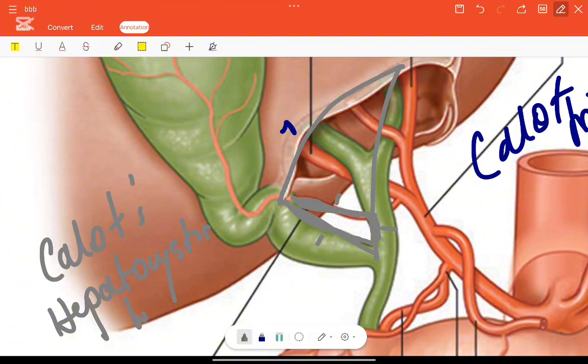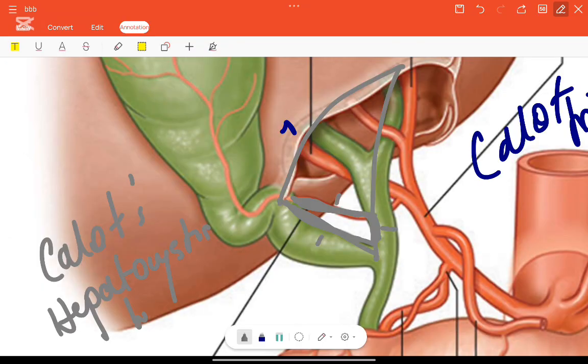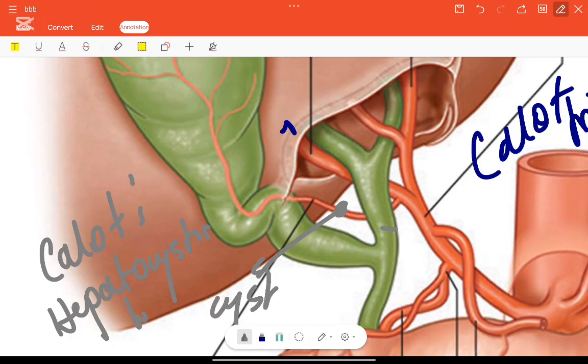Well, I'll give you some example questions from the exam. First question: which of the following is a content of Calot's triangle which is ligated? So in operation, a content, not a border, which we ligate in cholecystectomy. Of course, it's simply the cystic artery. Answer is option A, right? Cystic artery. It's a content and we ligate it.